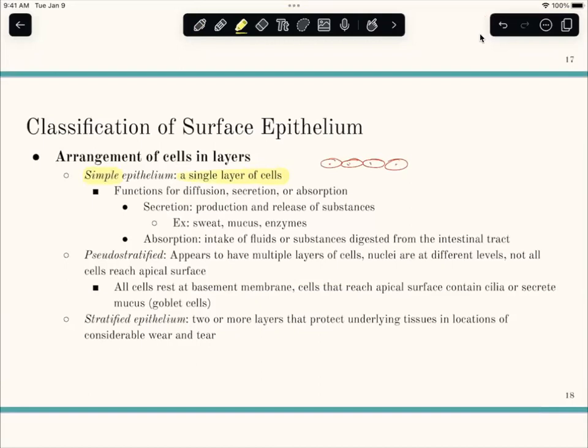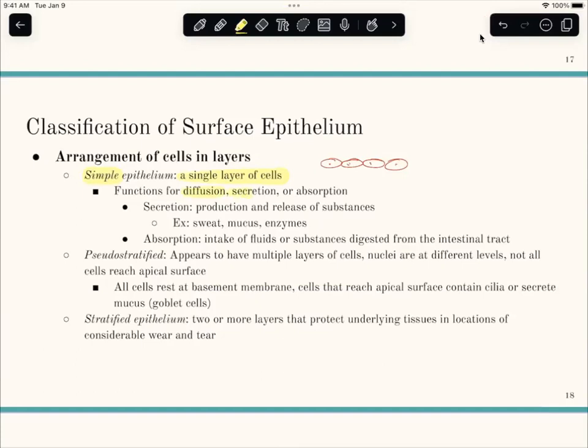When we have simple epithelium, it's used for diffusion. In your lungs, we have a single layer of cells between the blood vessels in the lungs and where the air that we breathe into the lungs goes, so we can take the oxygen out of the air we breathe into the blood supply. That's all done through diffusion.